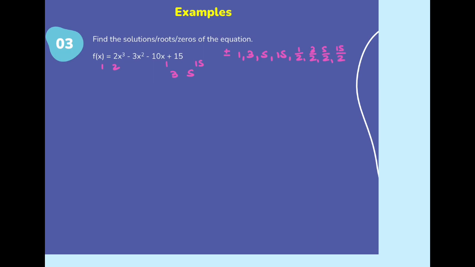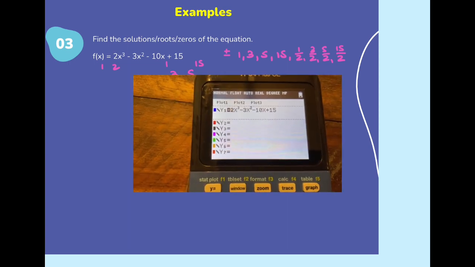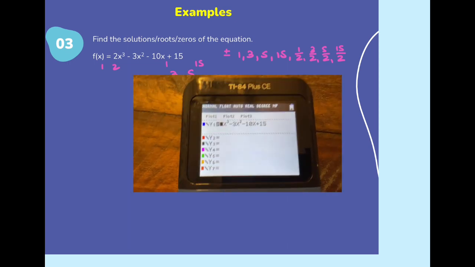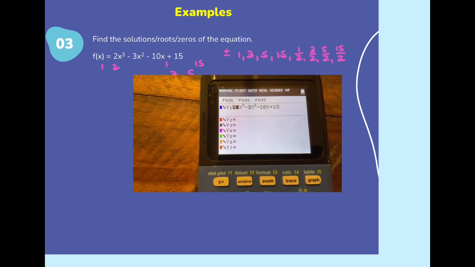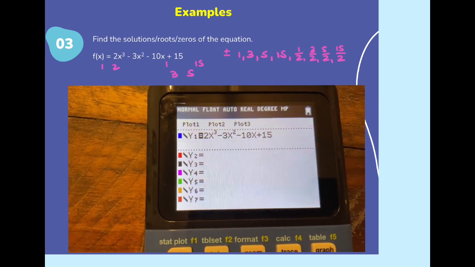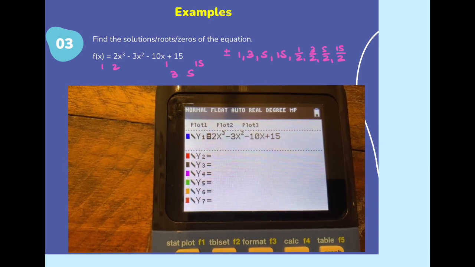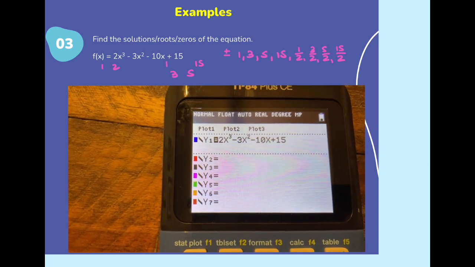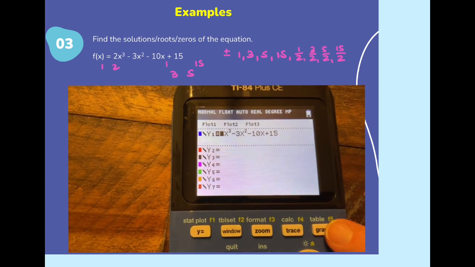Now we go to the graph. So this time I already typed it in. There's my 2x to the third minus 3x squared minus 10x plus 15. And then I'm going to hit graph.